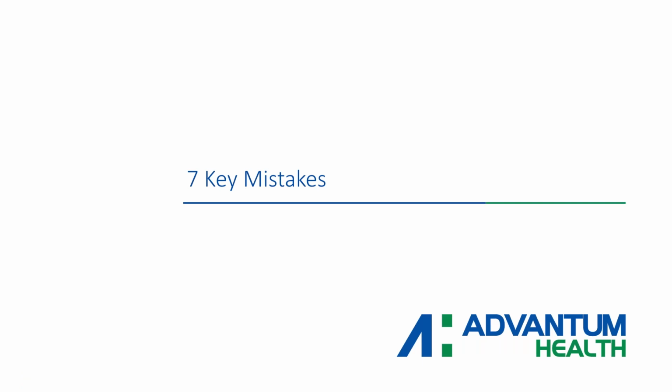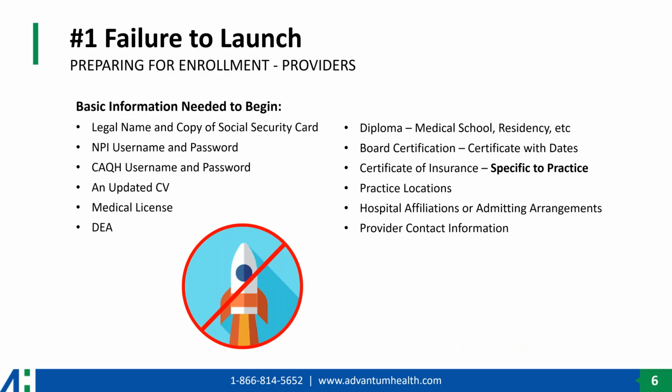We'll get into the 7 key mistakes. So, mistake number 1, I just call this failure to launch. This is simply you've decided to add a provider and you have to get all your ducks in a row. You have to have some very basic information just to get started.